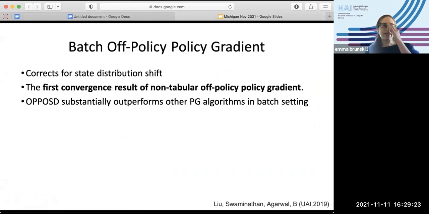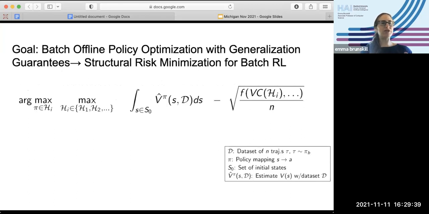So just to summarize that part, this was sort of the first convergence result for non-tabular off policy gradient. And by correcting for the state distribution mismatch, that was really beneficial in terms of actual empirical performance. Now, this result is basically a first step, looking at this left-hand side of saying, how do we get a good policy? But what we got only had somewhat weak convergence guarantees. So that's a good first step, but we'd like to do much better.